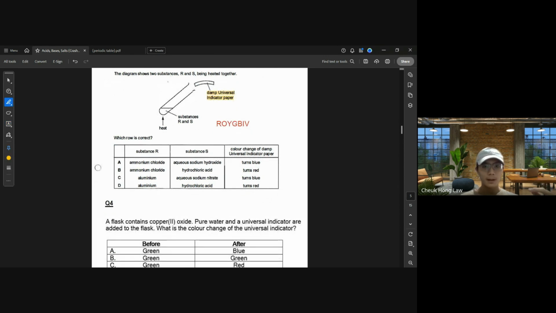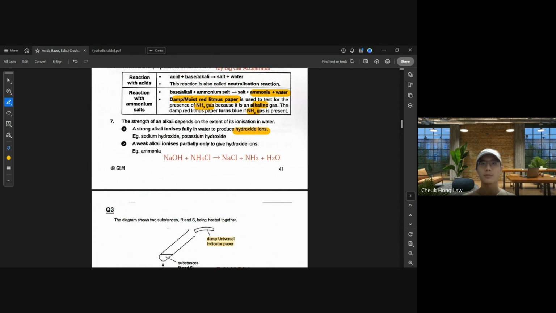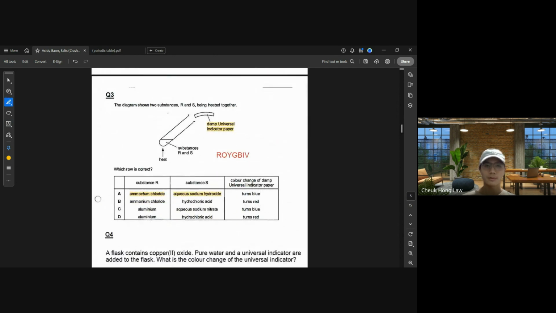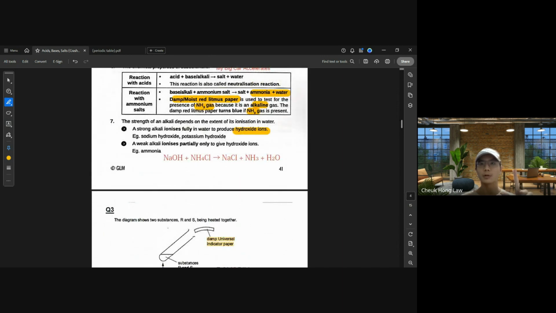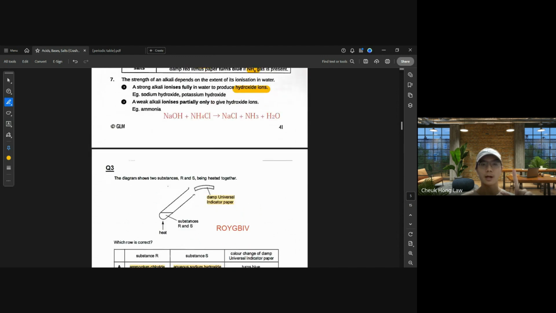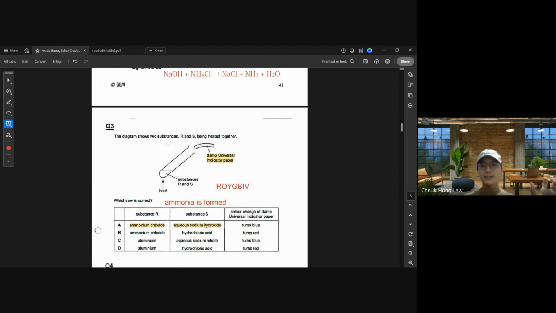First, you have ammonium chloride and aqueous sodium hydroxide. This is actually one of the reactions we just learned, which is an alkali plus ammonium salt. Ammonium chloride is your ammonium salt, and aqueous sodium hydroxide is your alkali. They'll react to form salt, ammonia, and water. Particularly ammonia is formed.